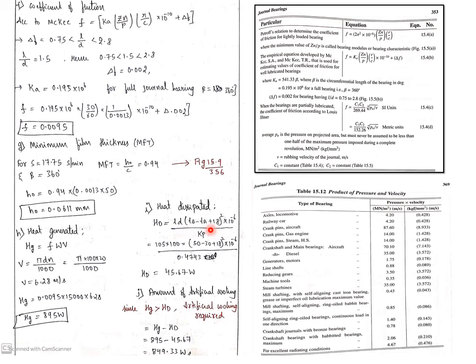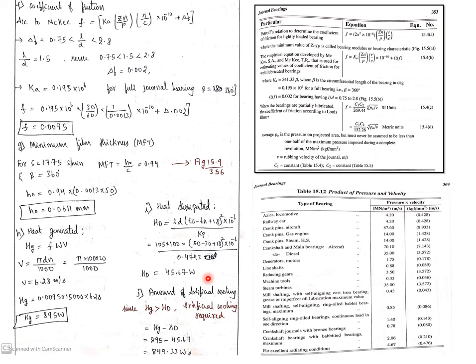Next step is to calculate the heat dissipation value. This formula also you will get from the data handbook, where the bearing temperature and ambient temperature are directly given in the question. You can directly substitute them. Kp, you know how to calculate, it is given in the question directly from the data handbook. If you substitute back in this equation, you will get the value of heat dissipation.